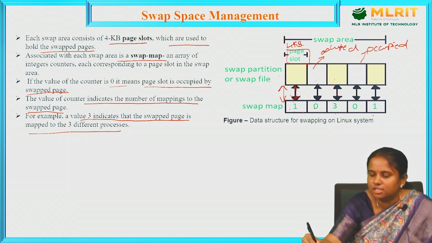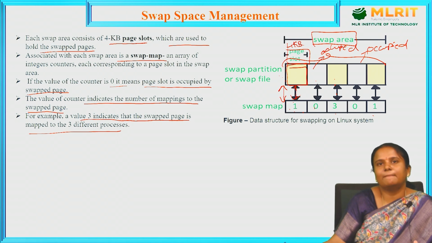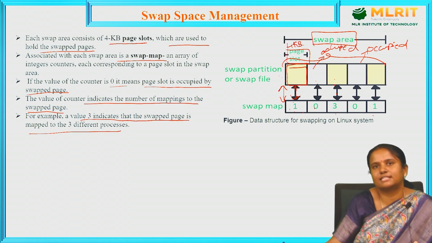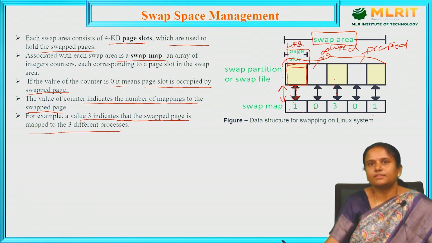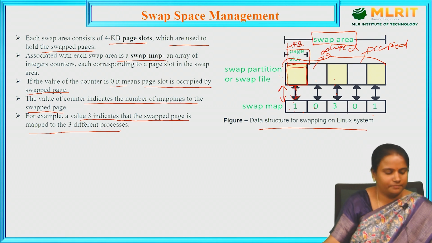Each slot is known as a page slot, and the total is known as the swap area. The regular file, dedicated file partition, or disk partition are all considered swap area, and each is mapped according to the given number. This is the data structure for swapping in the Linux system.